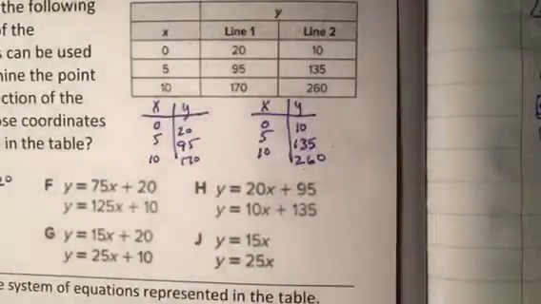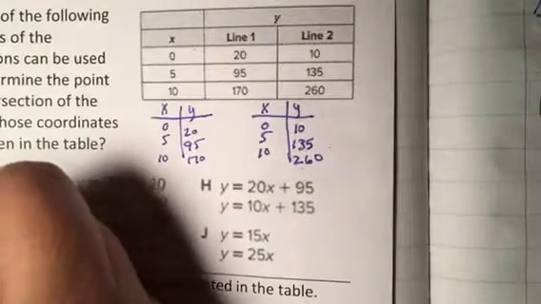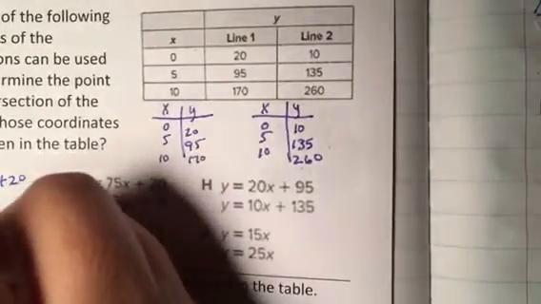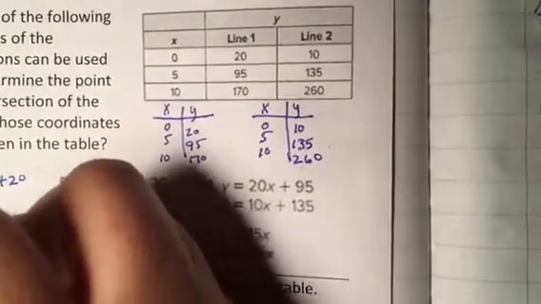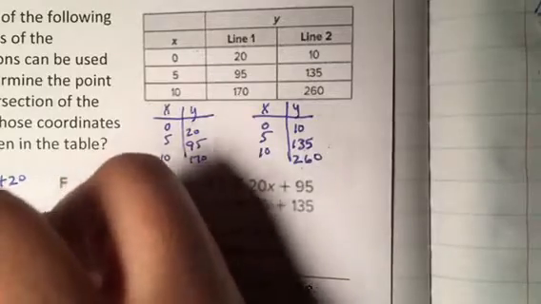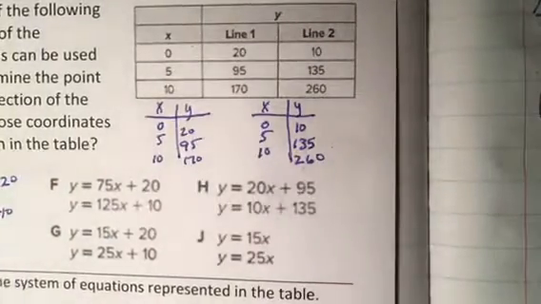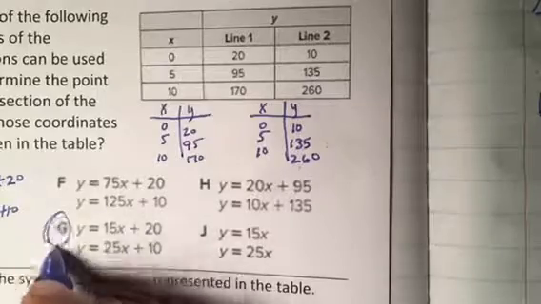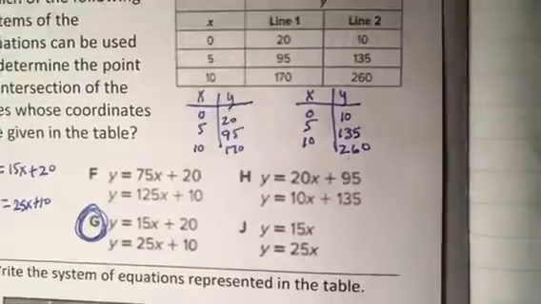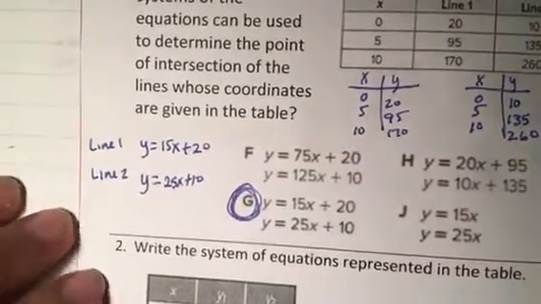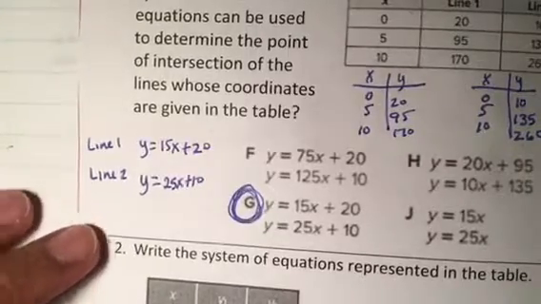So for line 2, it's y equals 25x plus 10. So if you look, G gives us the right answer. So again, all you have to do is use stat on this.